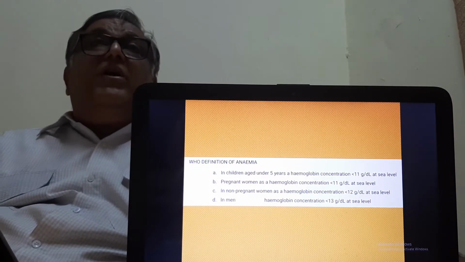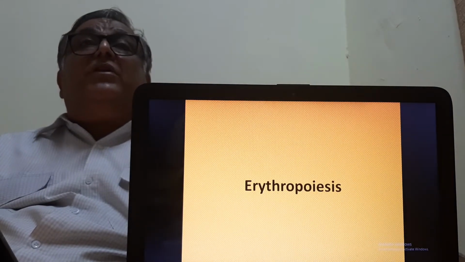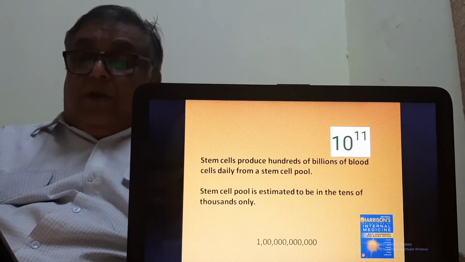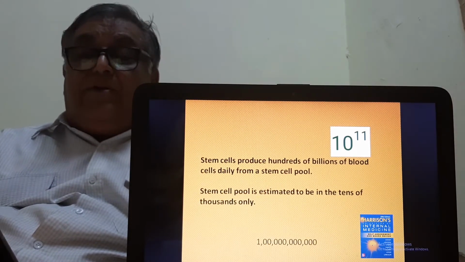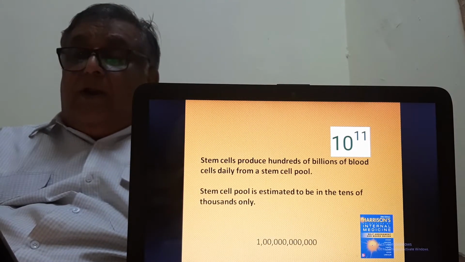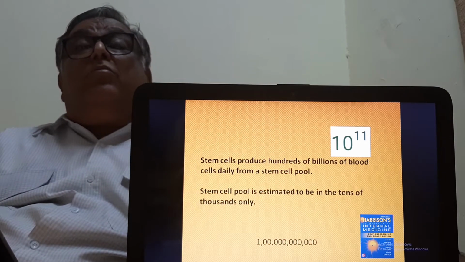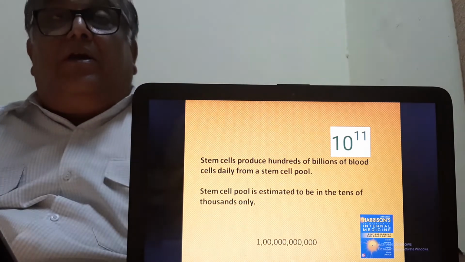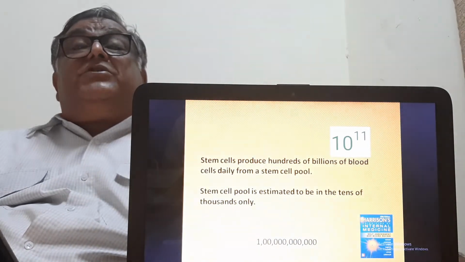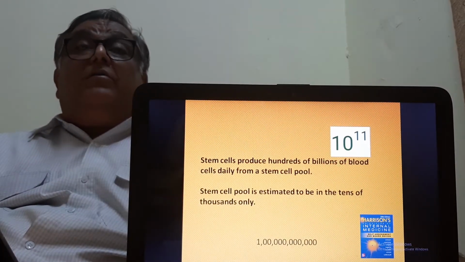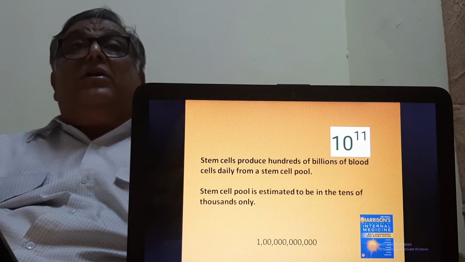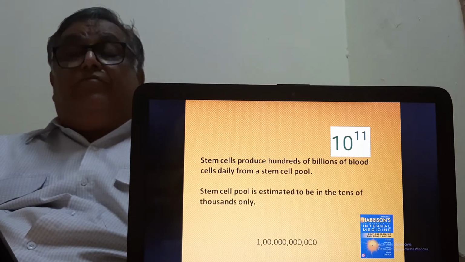To understand anemia, we must understand the process of erythropoiesis. Erythropoiesis is the formation of RBCs. If we look at the bone marrow, it is amazing to note that it can produce in a single day a cell population of 100 billion, which can be written as 10 raised to the power 11.